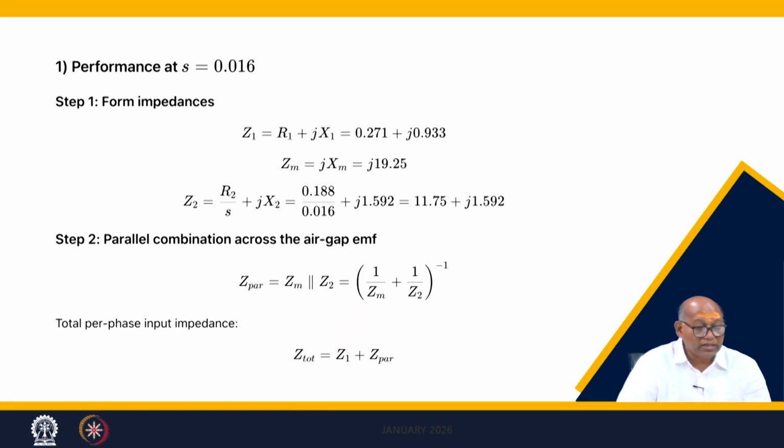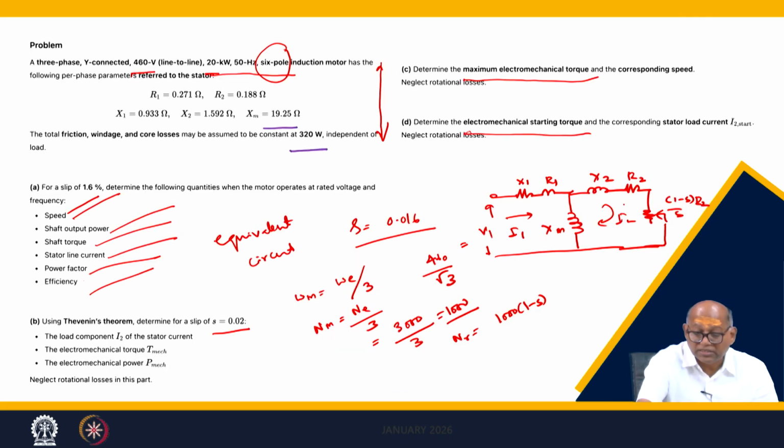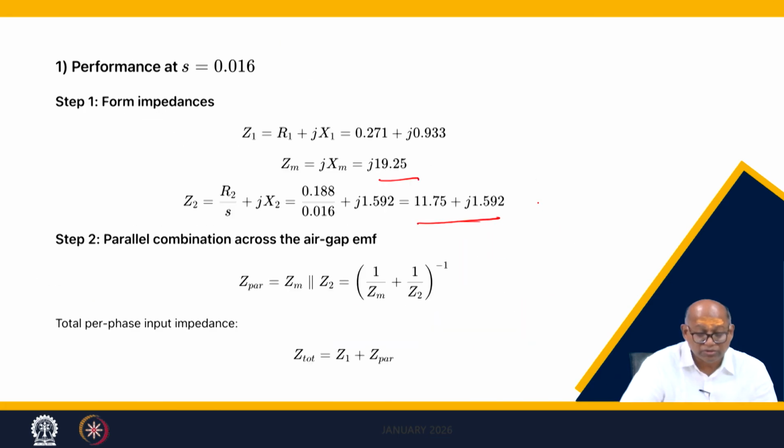Then you calculate the impedances Z1, Zm, then Z2, the rotor impedance, R2 by s. So you compute this at this particular slip. Then the parallel combination. You take the parallel of this and this, then in series with this. So you do that, parallel, then the series total. You can use a calculator to do the complex calculations. Then this is the total.